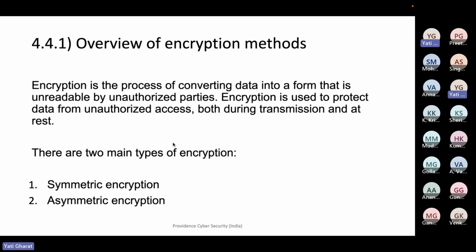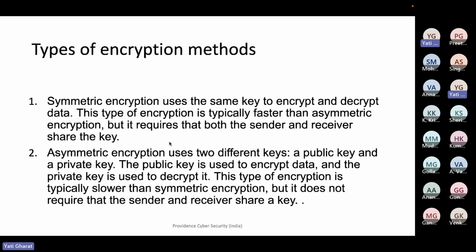Again, guys, we came back to two types of encryption: symmetric and asymmetric. Symmetric, I told you, is like the same password on both sides. If they match, then we open up. Asymmetric is two different keys, and then they match and open up. Symmetric encryption uses the same key to encrypt and decrypt data. This type of encryption is typically faster than asymmetric encryption, but it requires that both the sender and the receiver share the key. This is very critical in symmetric encryption. Both have the same key, it has to be matched, and then you can open up the data.